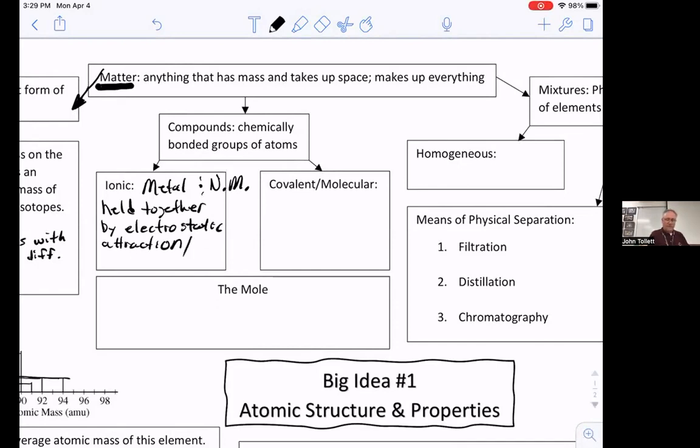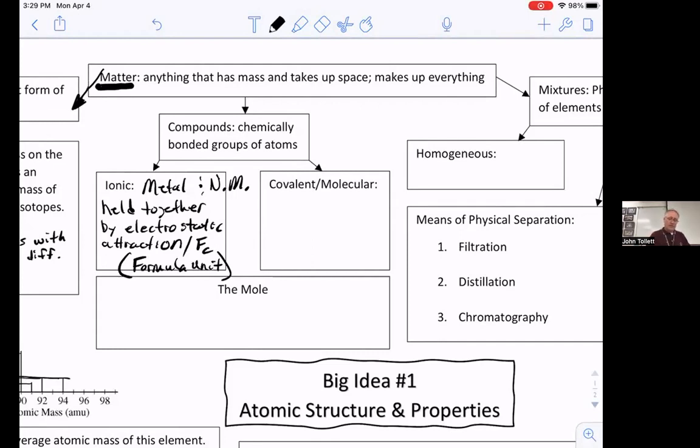Electrostatic attraction, you could say by that Coulombic force, if you like. That would be fine too. The name for these is formula unit. If you remember, if you're just talking about a single unit of it, you would call it a formula unit. You can abbreviate that FU. Be careful who you say that to.